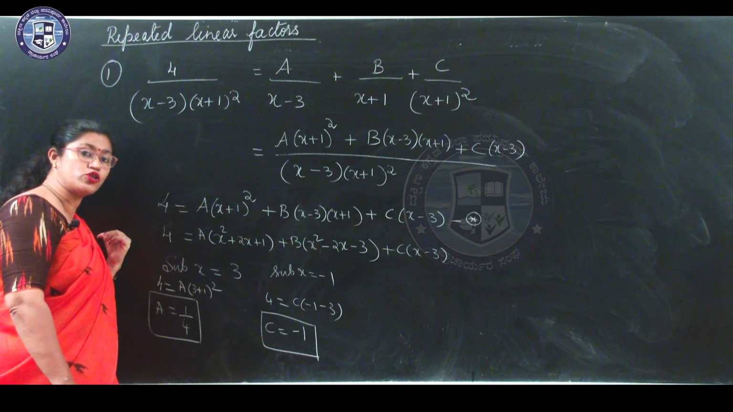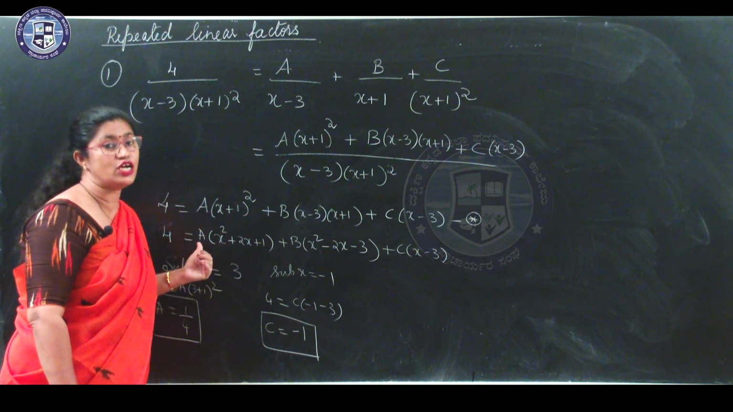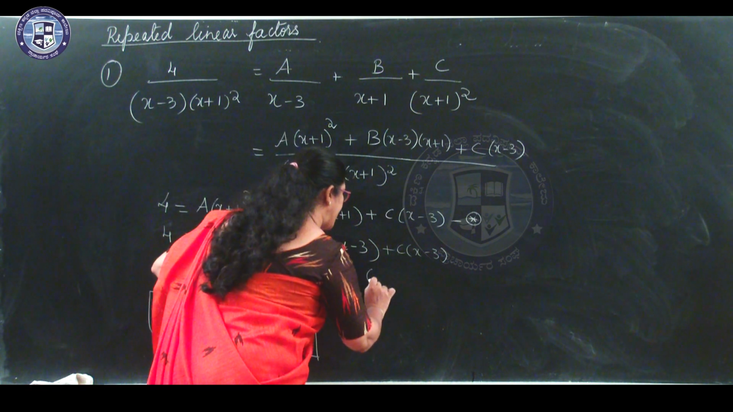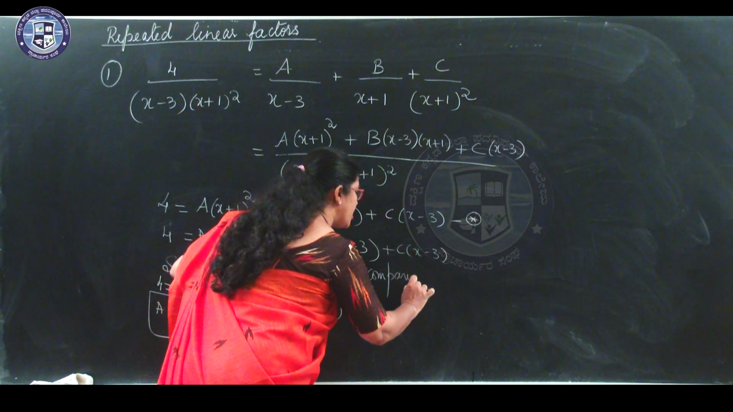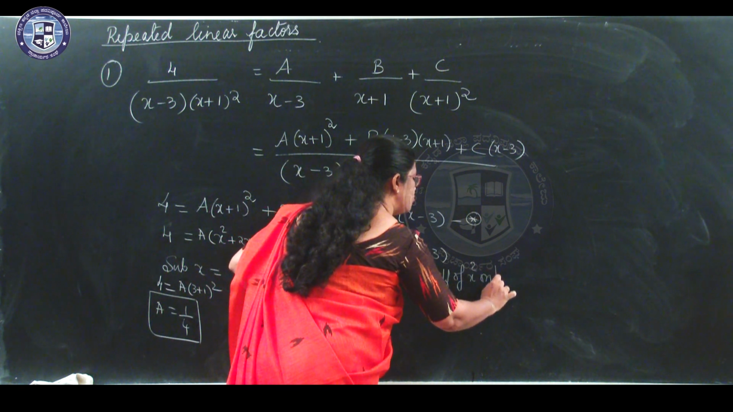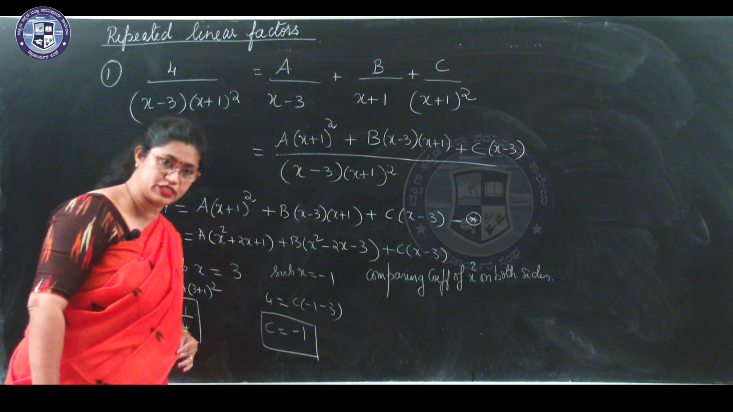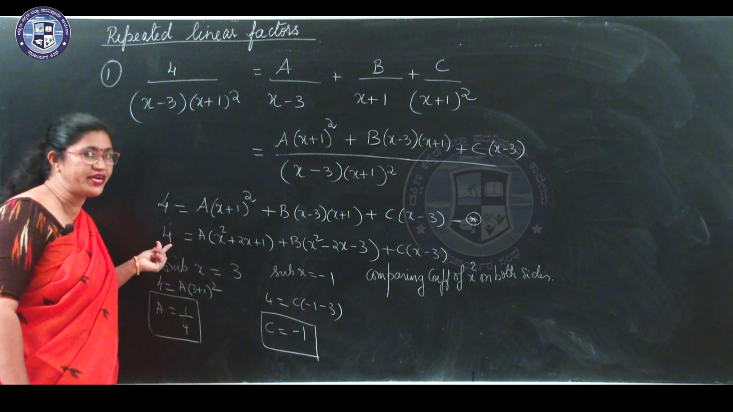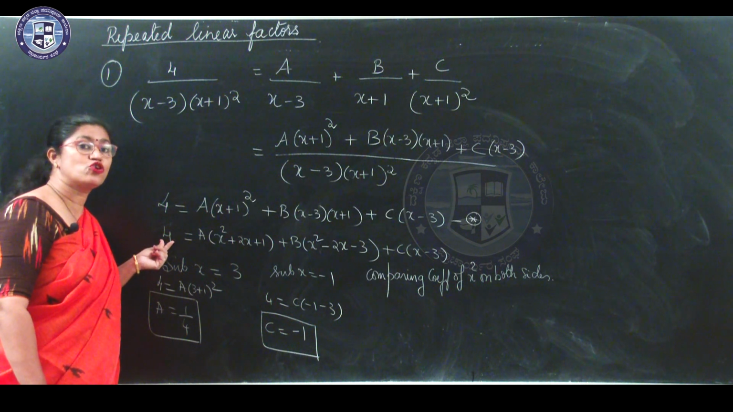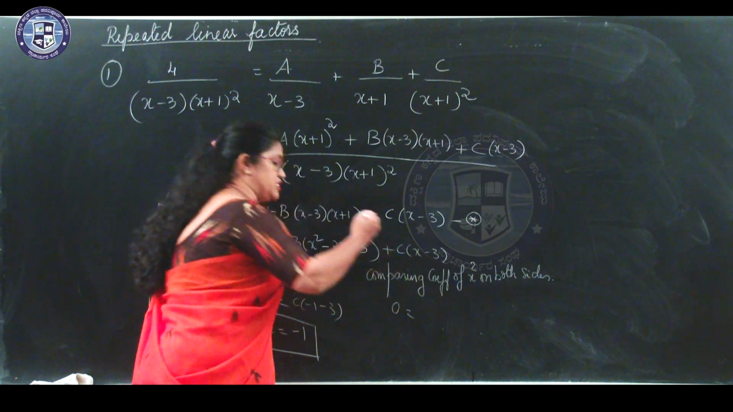coefficient of x square on the left hand side should be equal to the coefficient of x square on the right hand side. So, I am going to use this concept, comparing the coefficient of x square on both sides. When I compare the coefficient of x square on both sides, on the left hand side there is no x square. Because there is no x square, that means the coefficient of x square must be 0. So, left hand side I get 0.